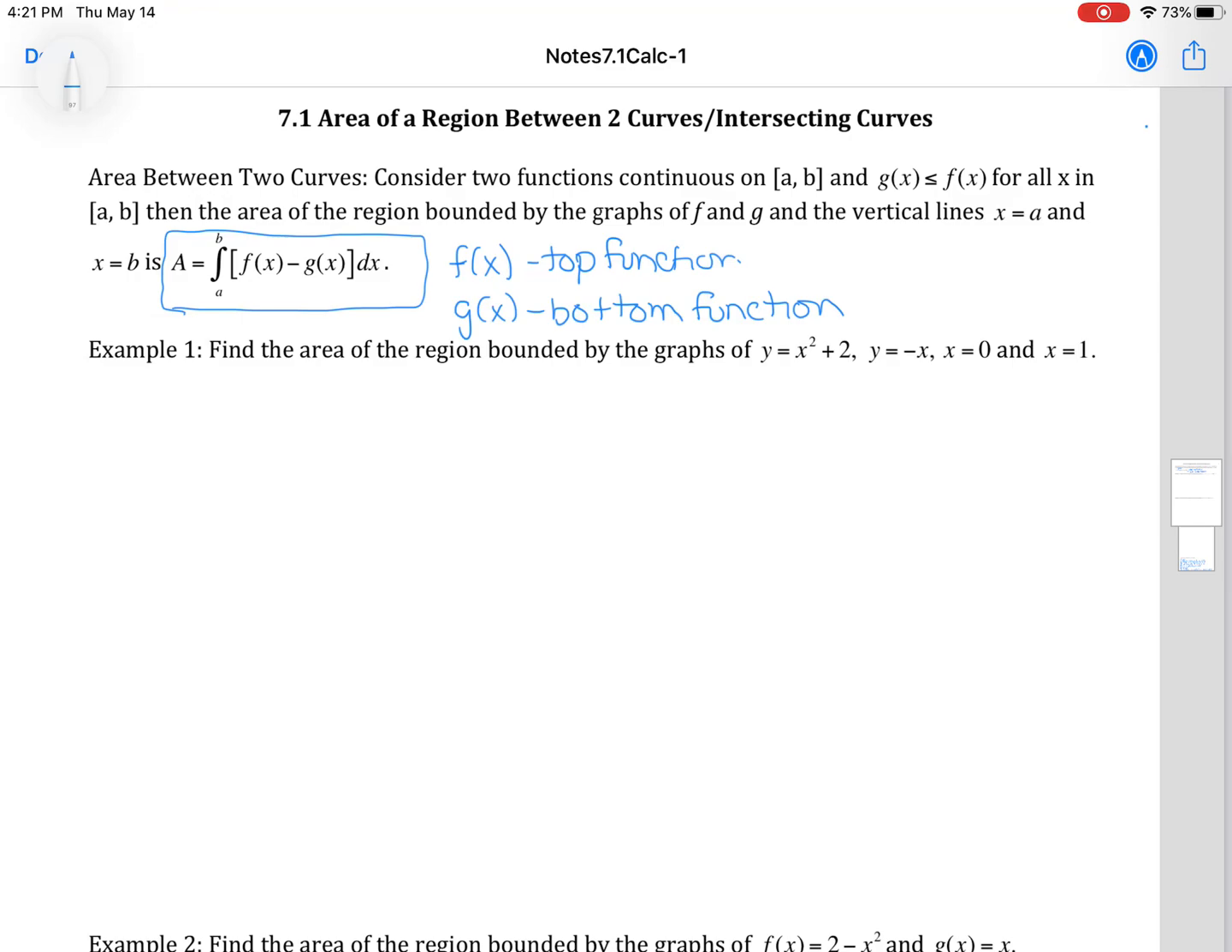And then I'm going to make a second video with the other 2 examples. All right, so it says find the area of the region bounded by the graphs. So function 1, function 2, and then it tells us x equals 0 and x equals 1.